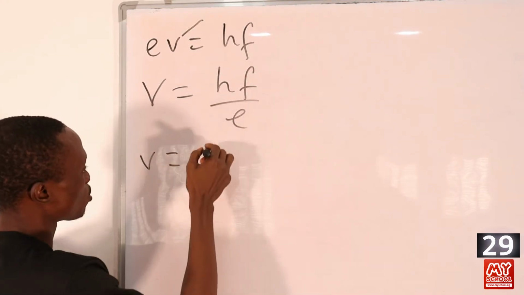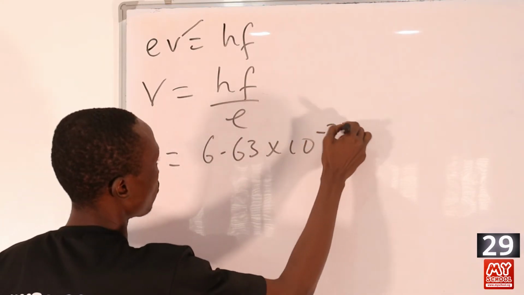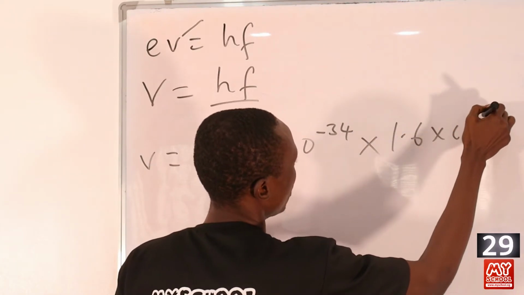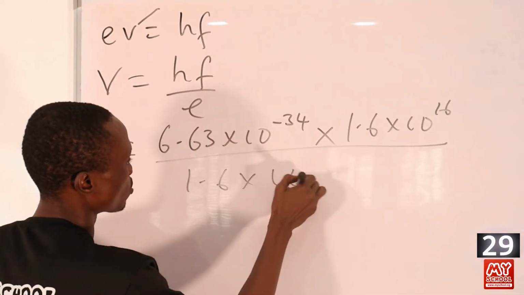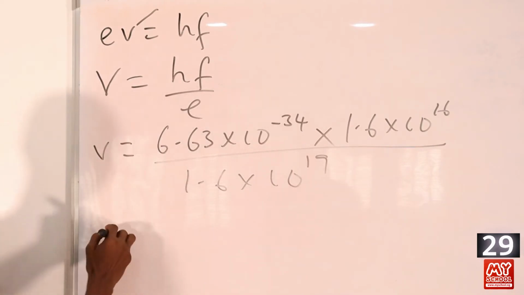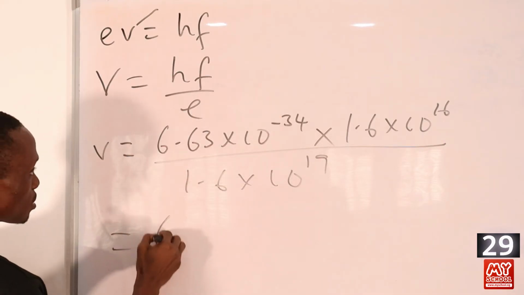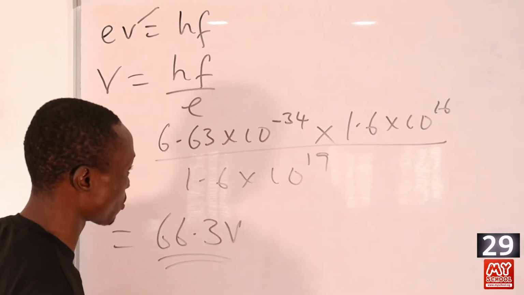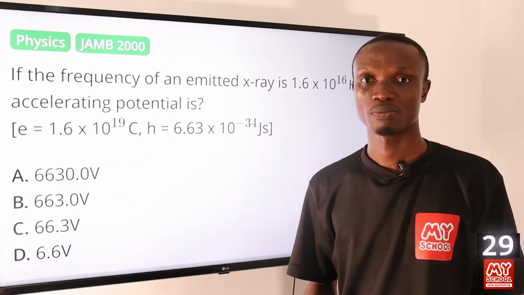Okay, so we just put in the values that are given to us. We are asked to take h to be equal to 6.63 times 10 raised to power minus 34, times the frequency that is given to us to be 1.6 times 10 raised to power 16, divided by e, which is 1.6 times 10 raised to power 19. Okay, so if we divide the numerator by the denominator, we'll be having 66.3 volts. Let's return back to the screen to pick the correct option to this question. So that leaves us with option C, 66.3 volts.